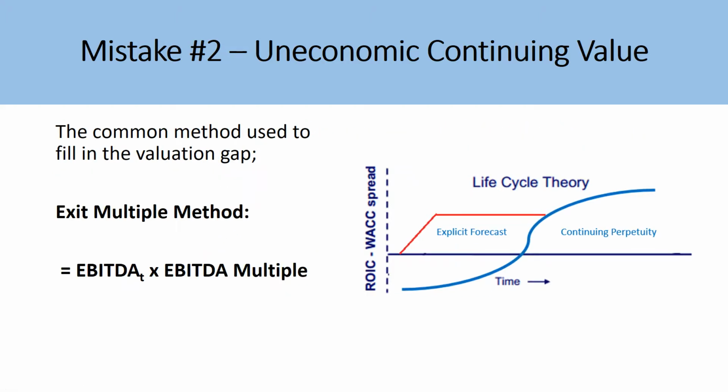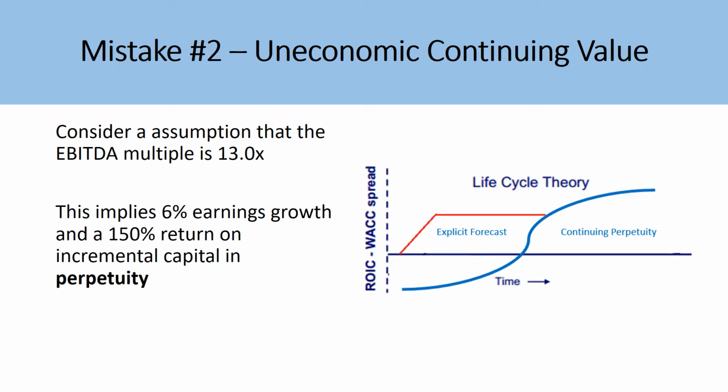So here's some food for thought. The common method used to fill in the valuation gap is the exit multiple method. So you take the last period of EBITDA and you multiply it by the last 12-month EBITDA multiple. Now, say, for example, the EBITDA multiple is 13 times. Well, this implies 6% earnings growth and a 150% return on incremental capital in perpetuity. No company has ever achieved that, and it just doesn't make sense from a purely logical perspective.